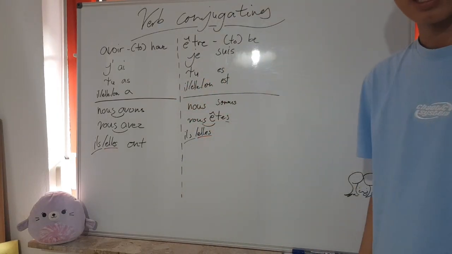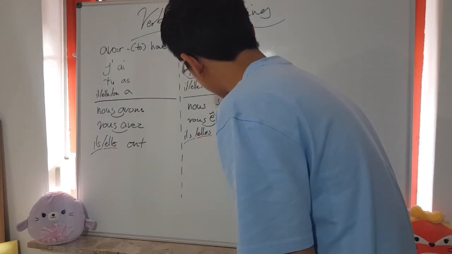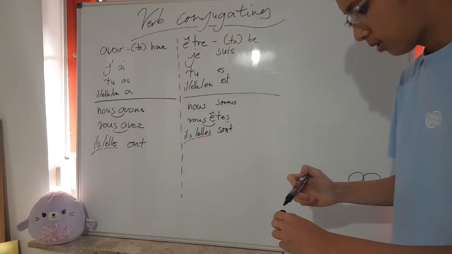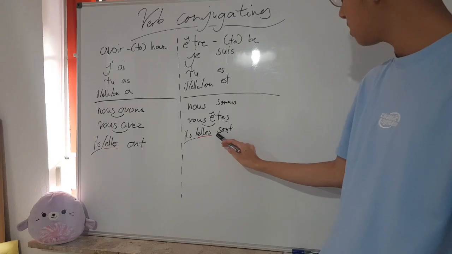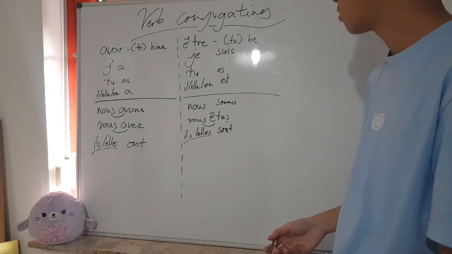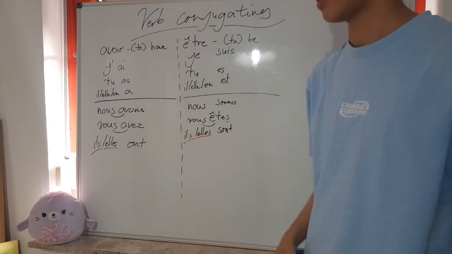And then we have il, elle, sont. Now the difference between on and sont is that the S here has to be spoken out loud. And if you don't, it would sound like this one, basically.